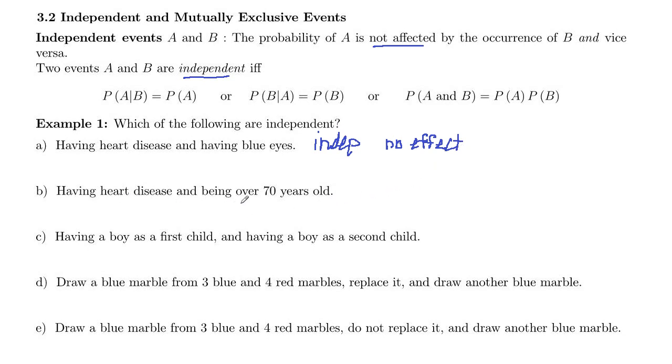Having heart disease and being over 70? Yeah, those would have an effect on each other. The older you are, the more likely you are to have heart disease. So these are not independent, these are dependent. So when they're not independent, we call them dependent. So the probability of one event depends on the others. So there is an effect.